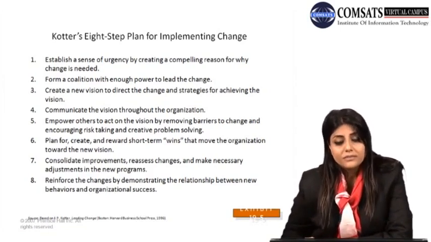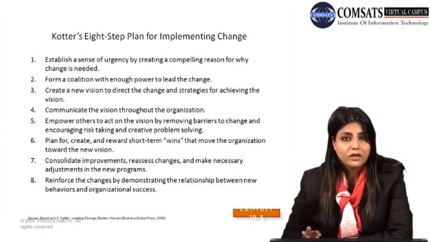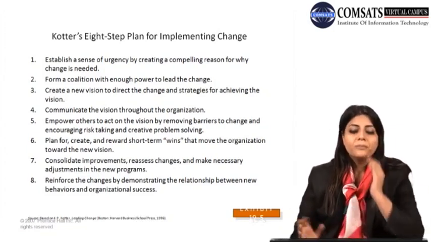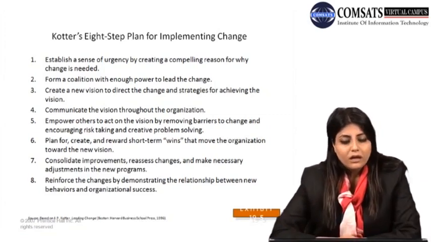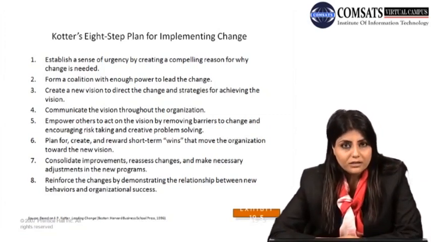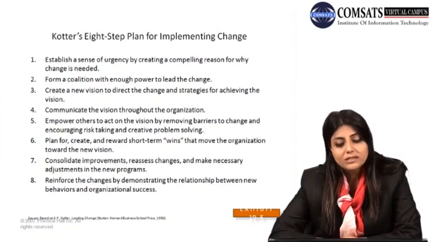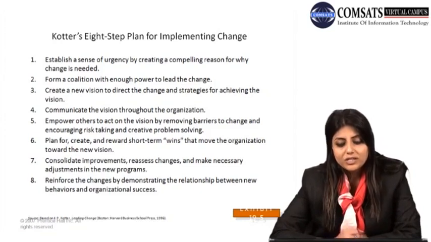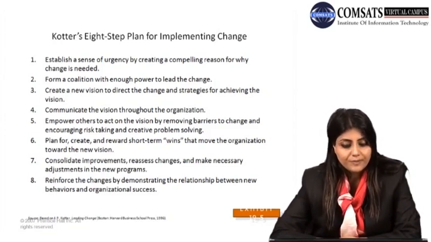Kotter again gives us an 8-step plan for implementing change, and these are similar to the 3 steps given by Lewin, but they are more detailed and more spread out. I'll quickly go through them. They are all self-explanatory and very detailed. First, establish a sense of urgency by creating a compelling reason for why change is needed. Then you form a coalition with enough power to lead the change. Create a new vision to direct the change and strategies for achieving the vision. Then you communicate the vision throughout the organization.